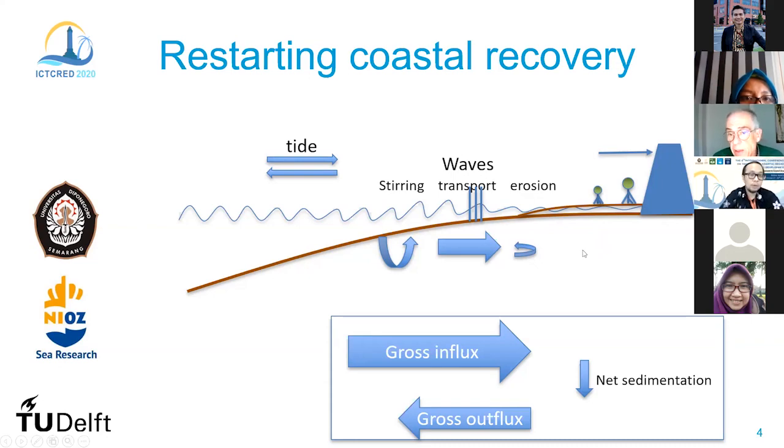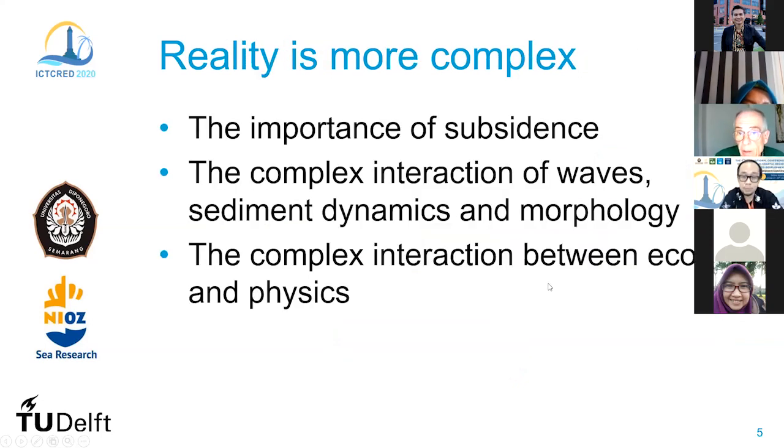Now, this was the idea we had before starting our study, but as is usually the case, reality turned out to be a little bit more complex. One of the most important complicating factors is the importance of subsidence in this region. We had not estimated the rate of subsidence right when we started this, and we see every day the effects of that on the total coastal system. The other thing we saw was the complex interactions of waves, sediment dynamics, and morphology that turned out to be difficult to completely understand. And the same was true for the complex interaction between ecology and physics, if you look at exactly what the mangrove trees can support and what they can't.